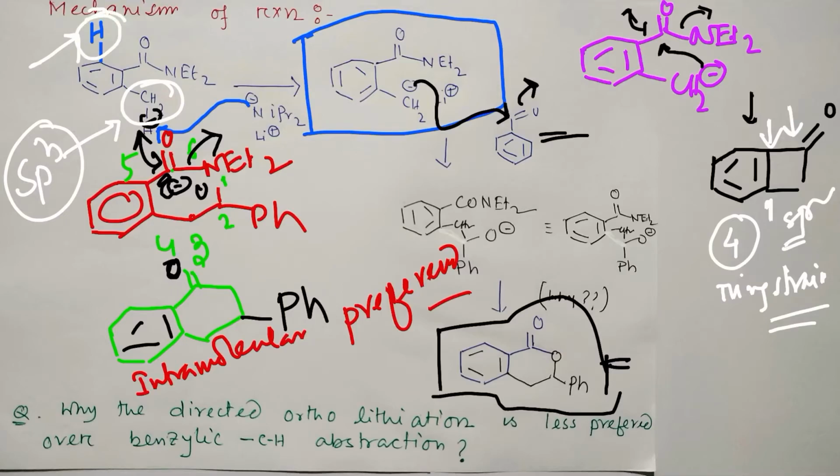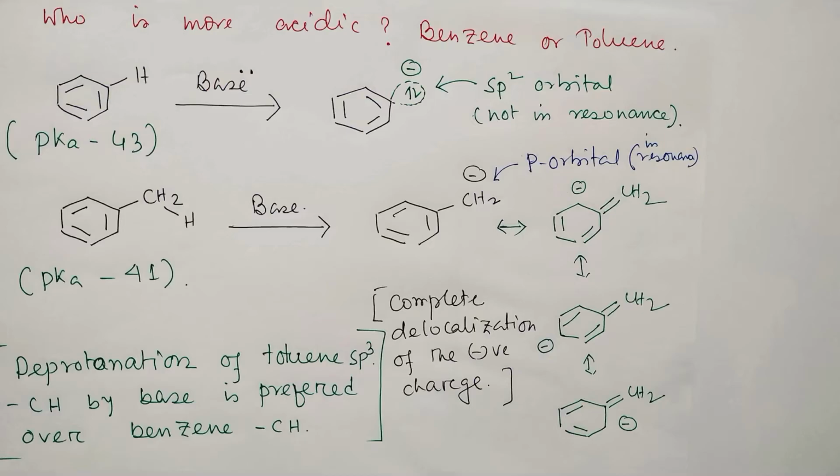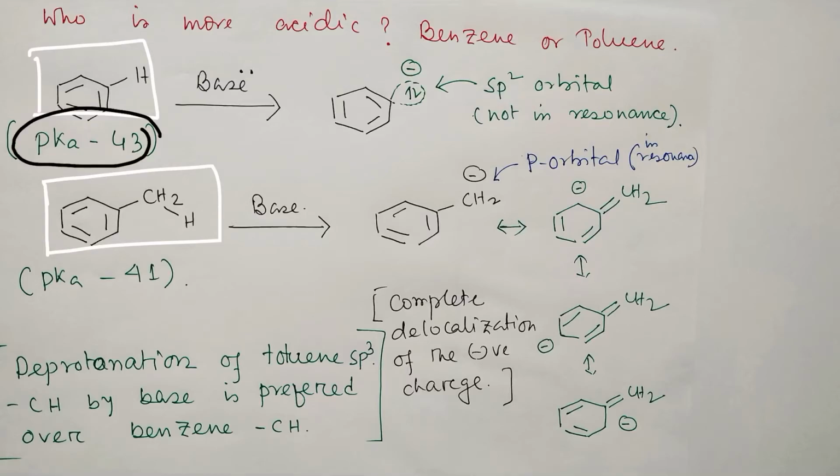So for that purpose we need to understand another interesting topic, that is the acidity of benzene versus toluene. Generally we expect that benzene should be more acidic than toluene, but actually it is not, which is reflected by the pKa value. See, the pKa value of this benzene proton is 43, whereas toluene is 41. I know you will be confused. Why, sir? Why is this unique or different type of observation seen here?